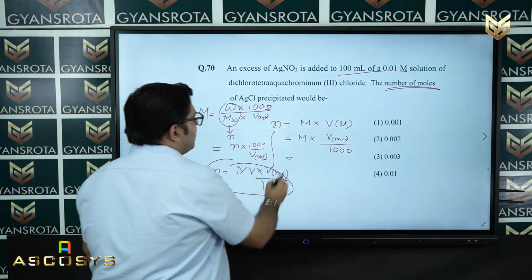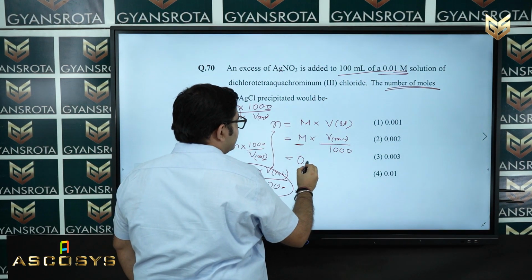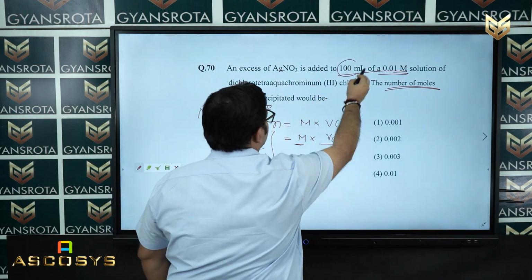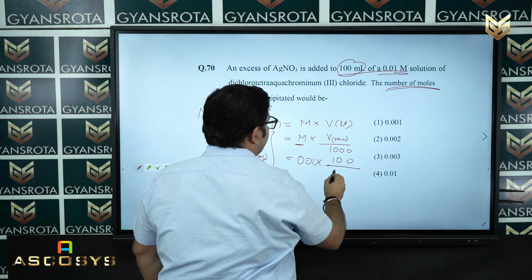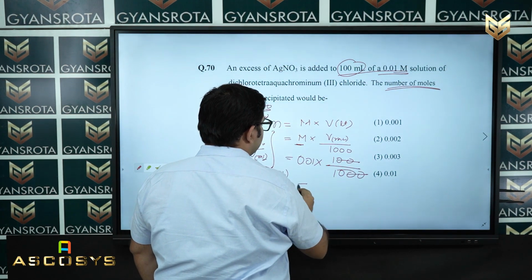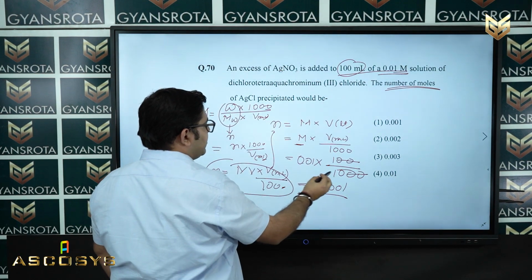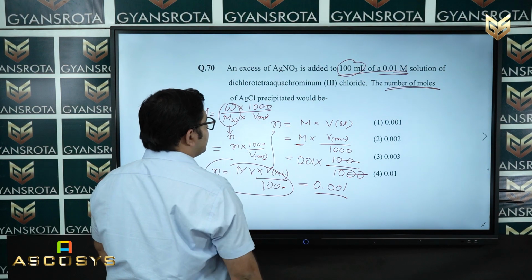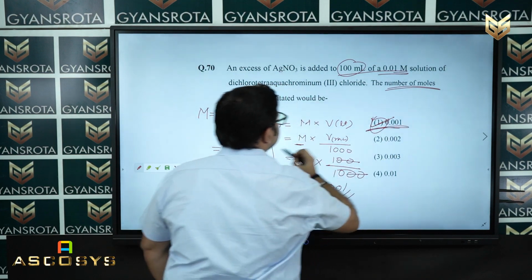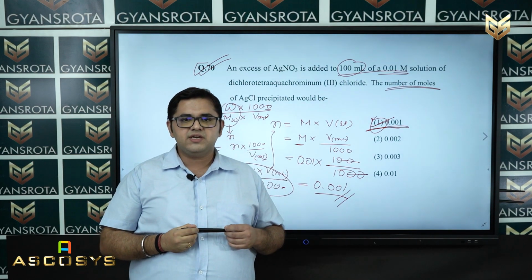Now, see the molarity value, it is given as 0.01. So, 0.01 into, if you see the V in mL, they are giving 100 ml. So, 100 divided by 1000. Now, do the calculation here, this zero will cancel out. So, you end up with 0.001, see 0.01 divided by 10 is nothing but 0.001. So, this is the answer. Now, if you see your options, option number 1, which is 0.001, is the correct answer to question number 70. So, now we are moving to another question, that is question number 71.